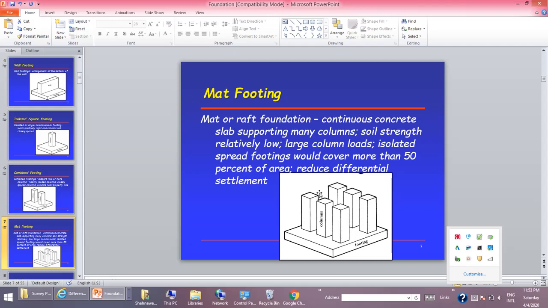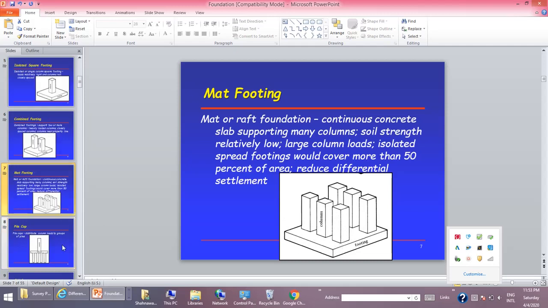So this means we can call this raft footing. That is why it is telling here that if the bearing capacity of the soil is low, where the maximum load is acting, large load is acting on the column, and if you combine the area of the footing for all columns, if it is more than 50% of your building area, then it is better to provide a mat footing.